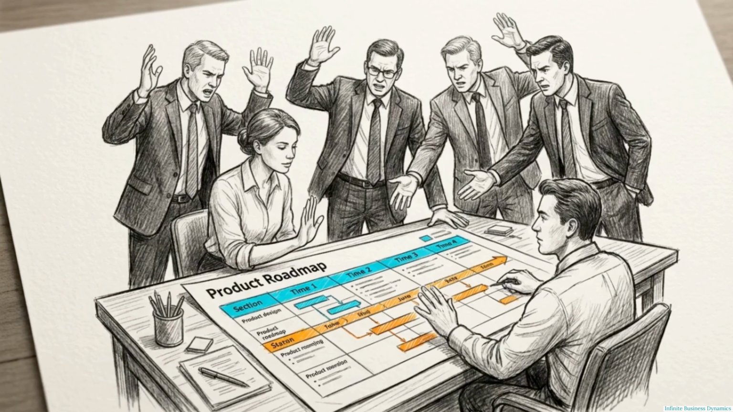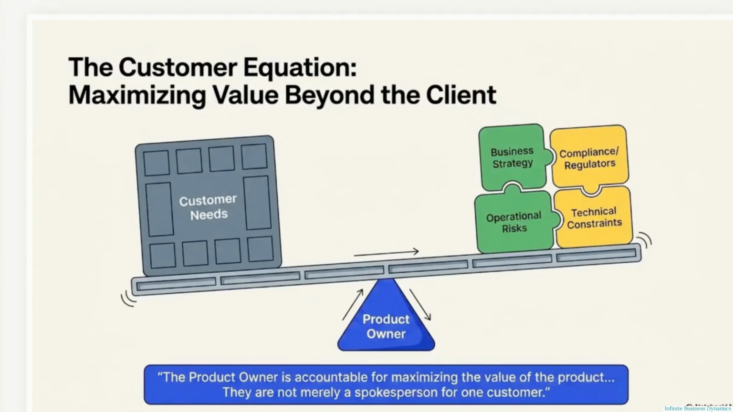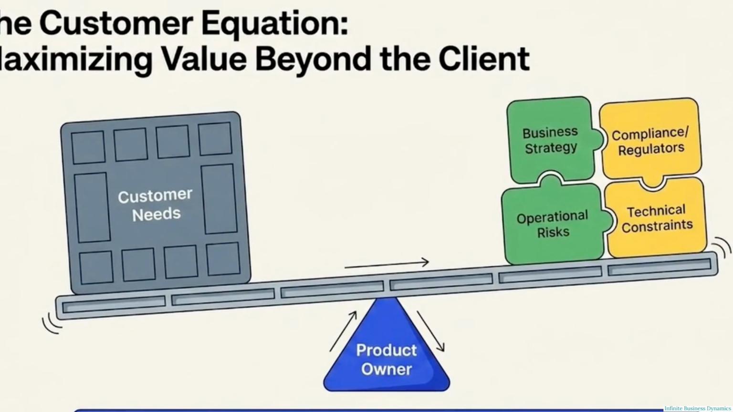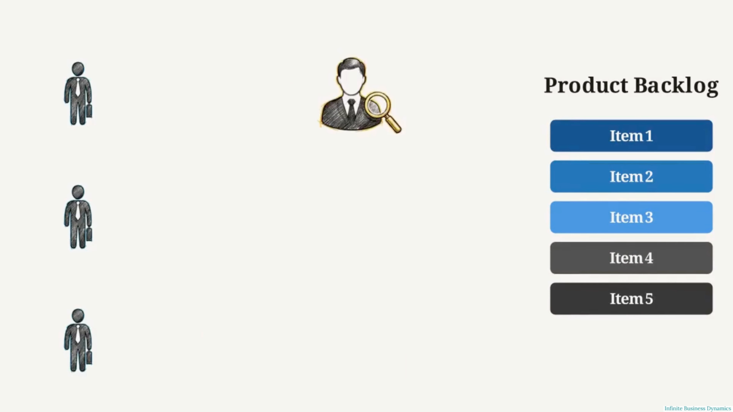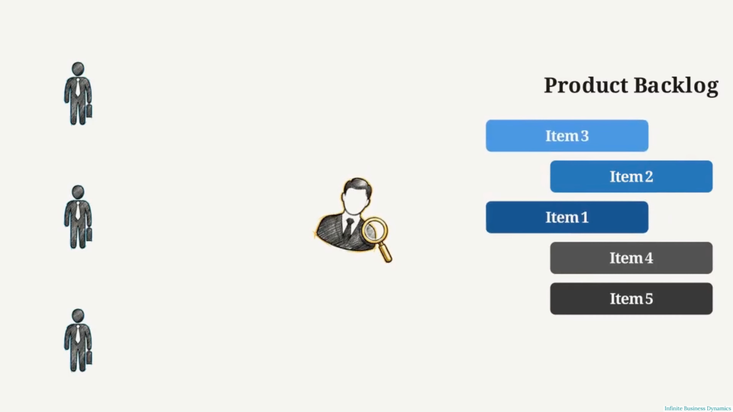The second trap misinterprets the product owner as a simple spokesperson for whichever customer or stakeholder speaks the loudest. This seesaw illustrates the actual accountability of the product owner. They act as the central fulcrum to maximize overall product value. Customer demands are heavy, but must be balanced against competing constraints, like business strategy, operational risks, and regulatory compliance. Stakeholders provide necessary input and influence the direction of the product. They do not dictate priorities.